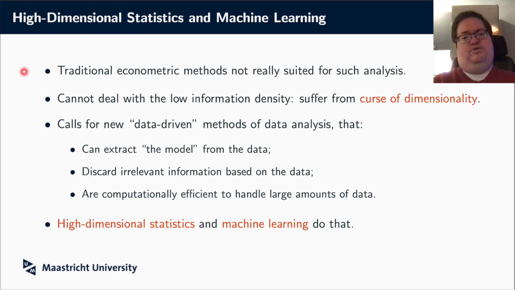And this means we need new methods of data analysis, different methods, which you could say are purely data driven. So there's much less emphasis on models. Instead, we try to extract models from the data. These methods should be able to discard irrelevant information based only on the data, and they should be able to handle large amounts of data in an efficient way. So we also need computational efficiency. Now these goals are what high-dimensional statistics and machine learning are about.